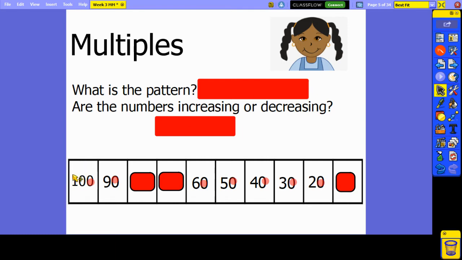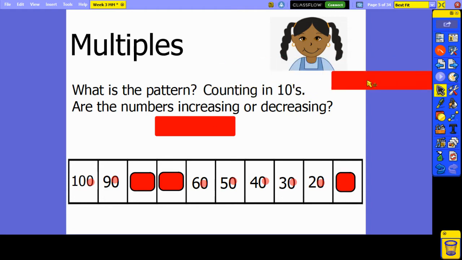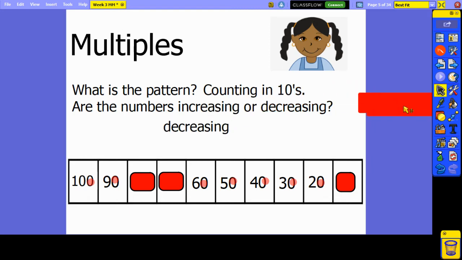Are the numbers increasing or decreasing? I've got 100 here. And 20 down here. 20 is definitely less than 100. So the numbers must be decreasing. Now I know the pattern is counting in tens and the numbers are decreasing. Pause the video while you work out what these missing numbers are. Double check when you've written them down that the pattern follows the multiples.